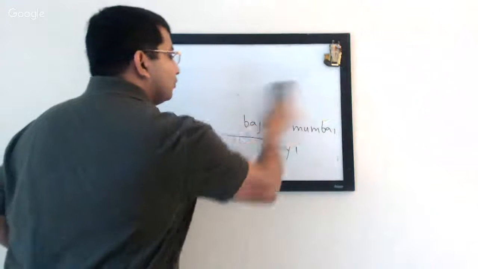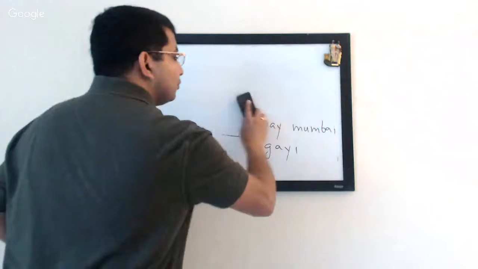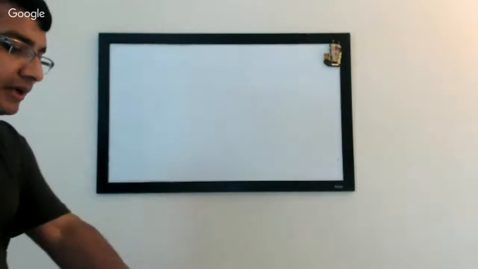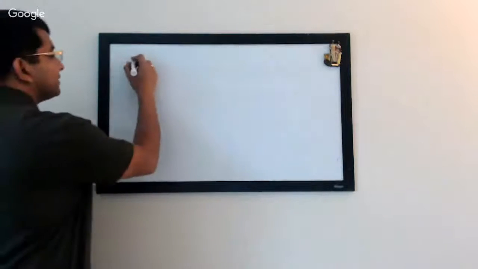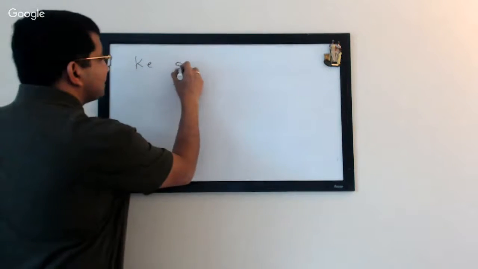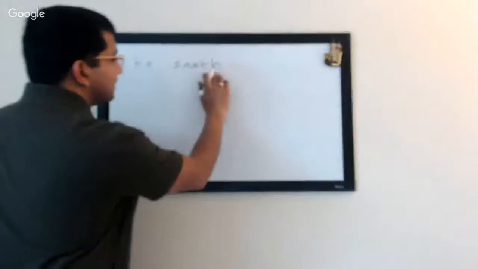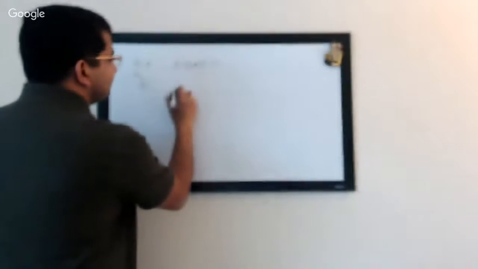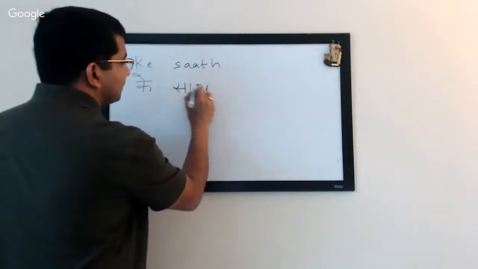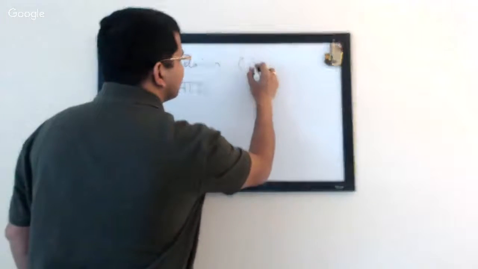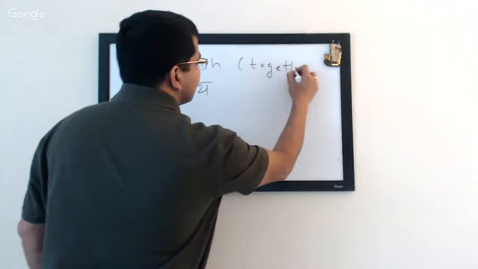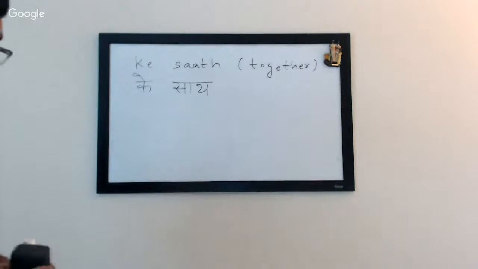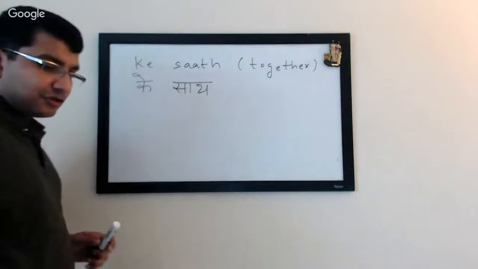I gave more time on the first one to make sure that we cover more examples. Now it will be much simpler in the following compound post positions. Second one is के साथ. के साथ is a के with a साथ, together. के साथ. Okay, so let's look at the applications of it.